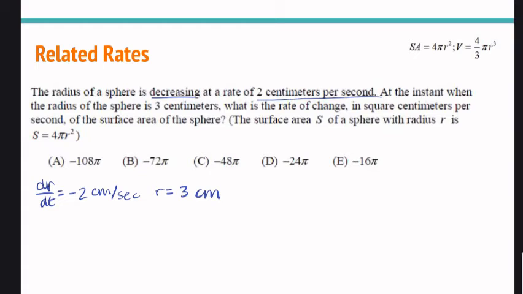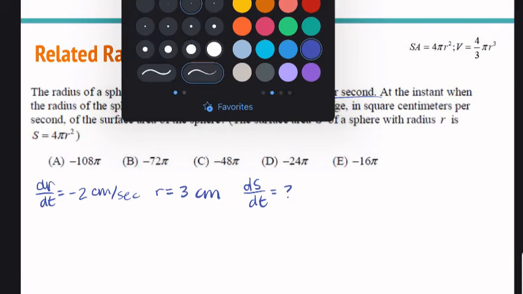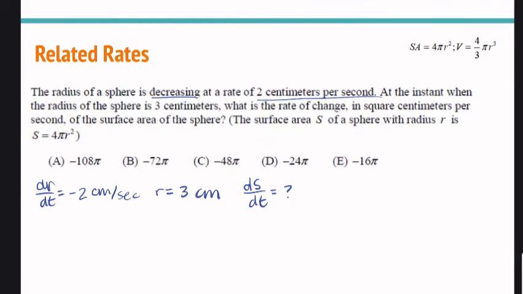So we want to know what ds dt is. I'm just going to use s instead of sa. So we want to know what ds dt is at that certain point in time. So we know that s is going to be 4 pi r squared because they gave us that, and I told you that, guys, at the beginning. Derivative, because we need to know the rate of change of each of these things, is going to give me 8 pi r, and that's going to decrease to a 1 dr dt.